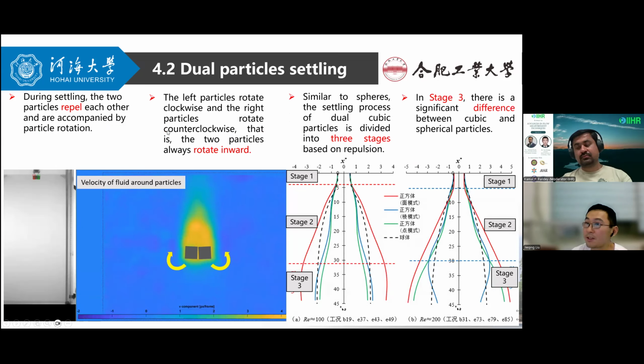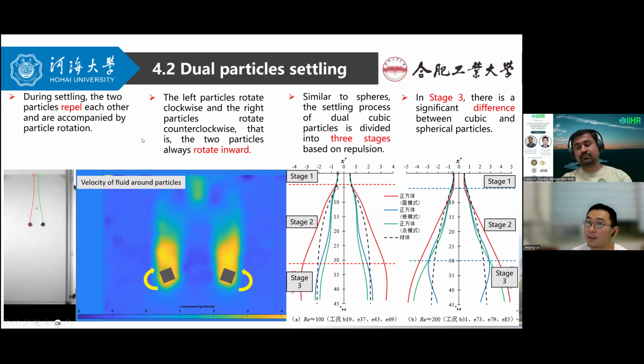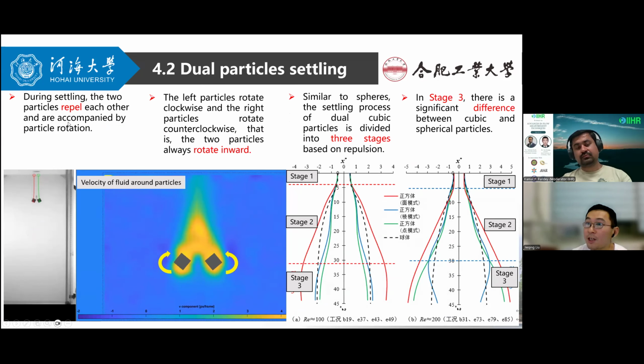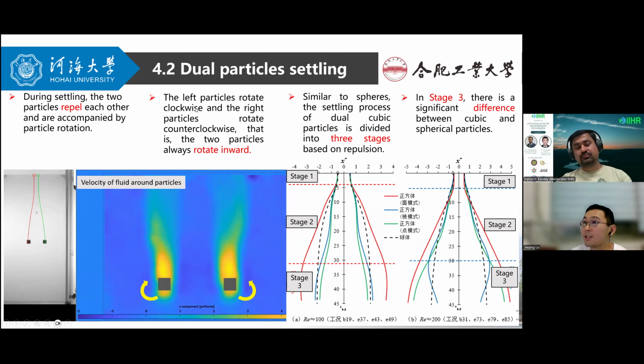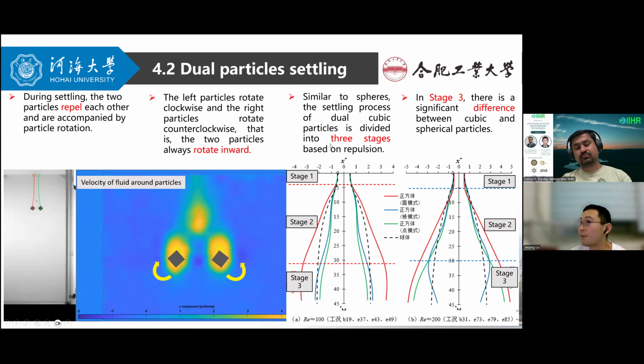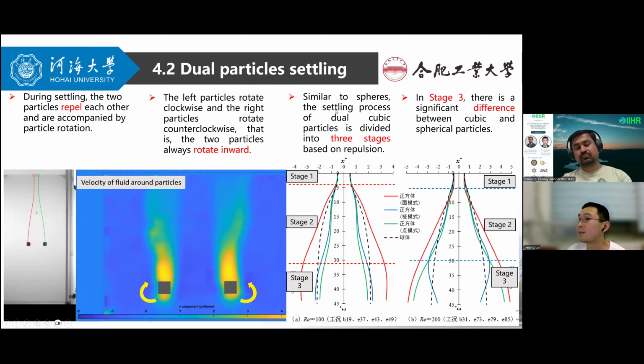Then we also studied the dual cubic particle settling. During settling, the 2 particles repel each other and are accompanied by particle rotation. And the 2 particles always rotate inward. Yeah, we can see the video. Similar to spheres, the settling process of the dual cubic particles is divided into 3 stages based on repulsion. And in stage 3, there is a significant difference between cubic and spherical particles.